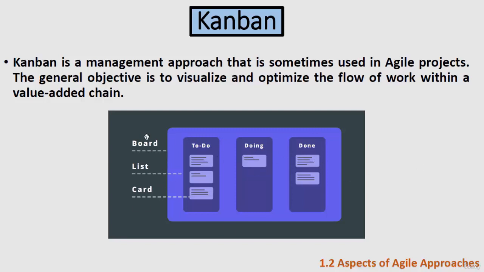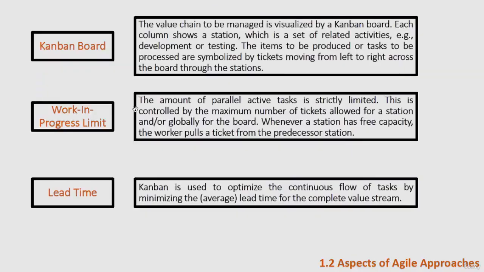So here, this is the board, the blue shape. This is a list or a station. Here we have to do, doing, done. And each task or each object that we are going to do is called a card. This board can be physical, which means that it is hanged on the wall, or it can be software on the computer. So the first thing is the Kanban board. If you want to use Kanban, there must be a Kanban board.